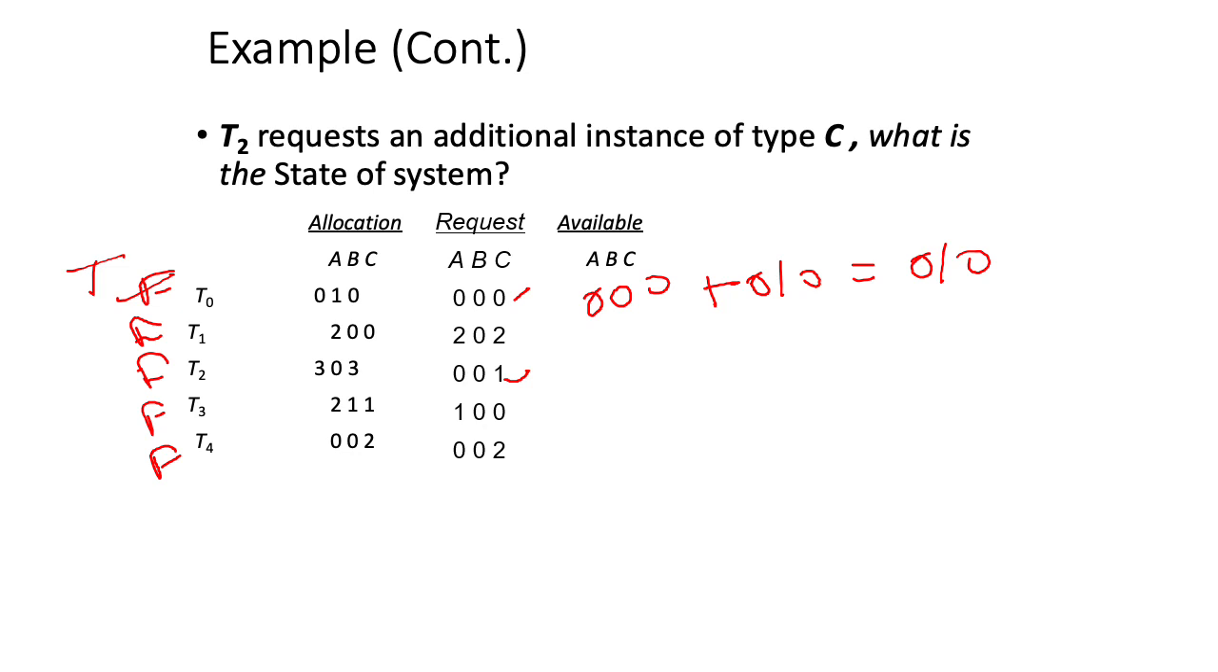Can we service T3? So our current safe system has just T0, right? Safe sequence. Okay, so let's continue. Can we service T3? No, we cannot. Can we service T4? No, we cannot. And therefore we're done, right?